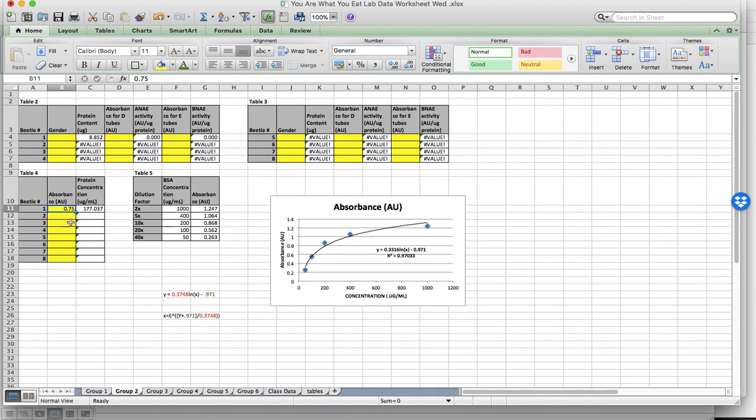The next thing we have to do is find the activity per microgram of our different esterases. So I'm just going to put in a few random absorbances here, so 0.65, 0.77, and 0.9. So these would be the ones you collected from your samples, so your beetles 1 through 8. I'm just putting hypothetical numbers. So as you see, this also automatically filled in, but I want you to understand what's in these formulas.